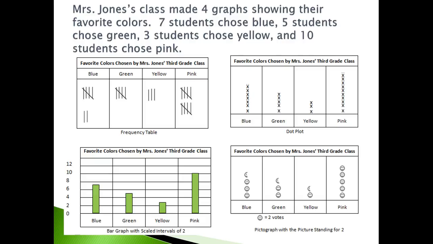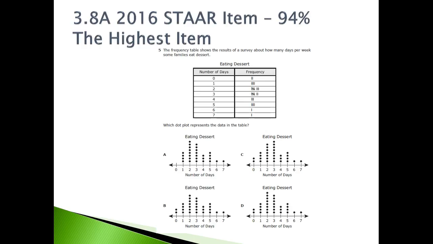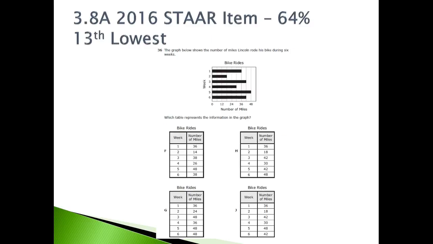So here's an example, a 3.8a. Notice we can have a portion divided in half, only part of it showing, knowing that if this smiley face is 2 votes, then a half would be 1 vote. 3.8a was the highest scoring item for number 5. Notice we're just representing the information, just transferring it from the frequency chart to a dot plot. However, this was a lower scoring item.